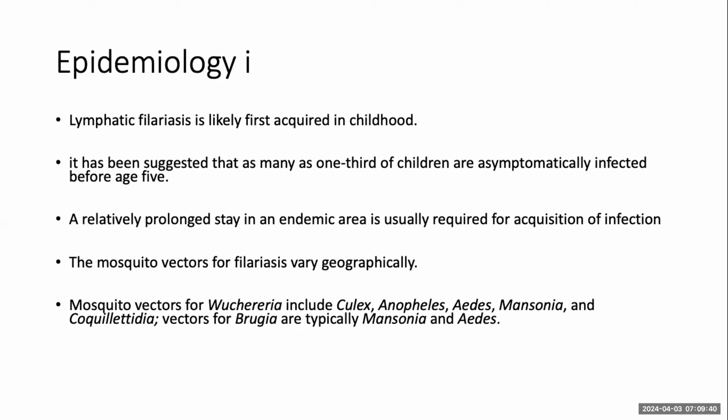So the mosquito vectors vary geographically. The vectors for Wuchereria include the Culex, Anopheles, Aedes, and Mansonia. Vectors for Brugia are typically Mansonia and Aedes.